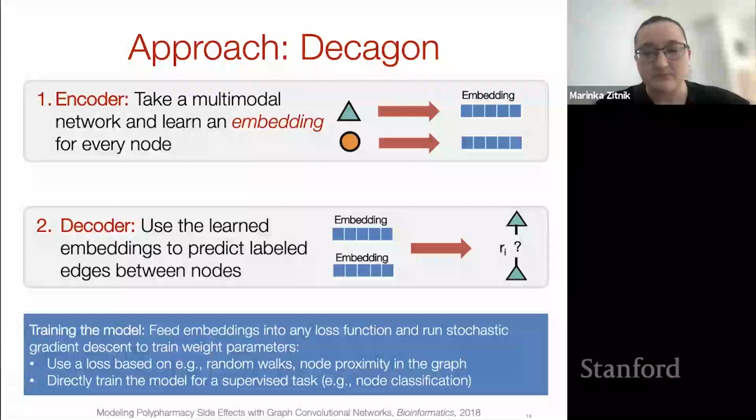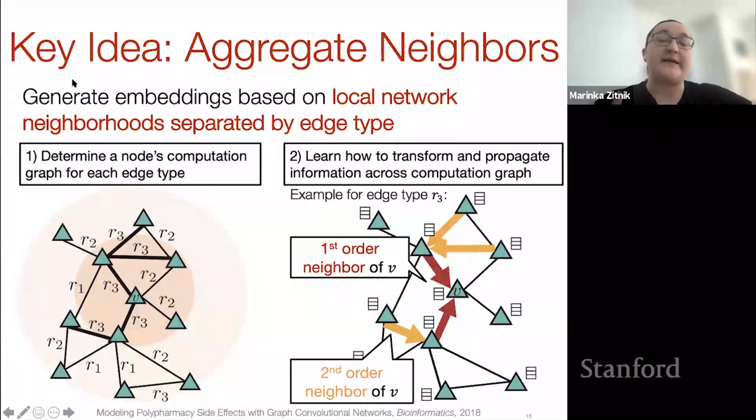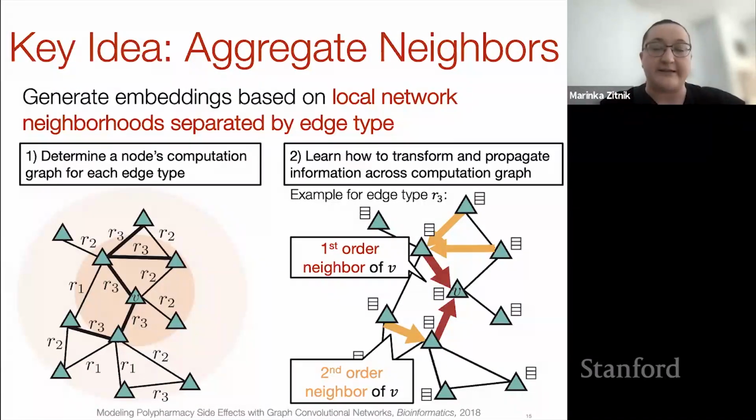So let's just briefly take a look at that. The key idea for generating embeddings of drug and protein nodes in that graph was to explore the local network neighborhoods for every node in the graph and separate them by distinct edge types. That is achieved through two phases. In the first phase, for every node, say node V, we would determine a node's computation graph, and there would be a separate computation graph for each edge type that exists in the local neighborhood of that node V.